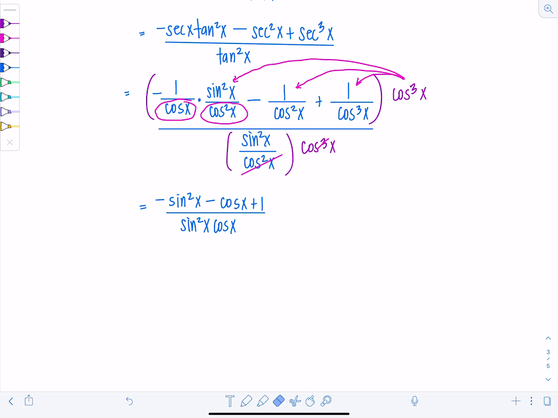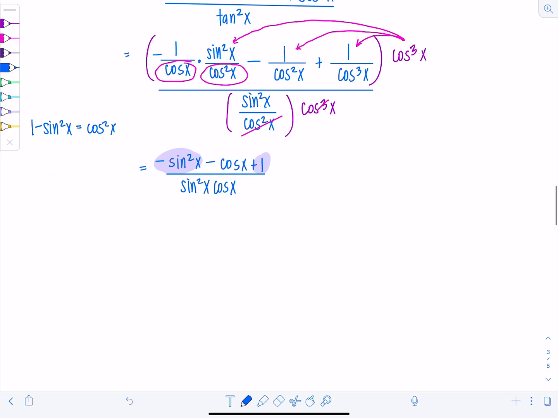All right. Anything else you notice? Well, look at the numerator. I've got negative sine squared x plus 1. Do you remember 1 minus sine squared x from our Pythagorean identities? That's equal to cosine squared x. Oh, okay then. So now I actually have cosine squared x minus cosine x over sine squared x cosine x.